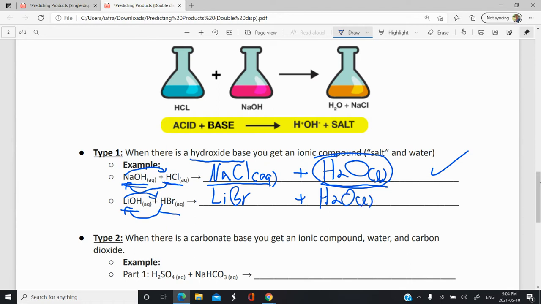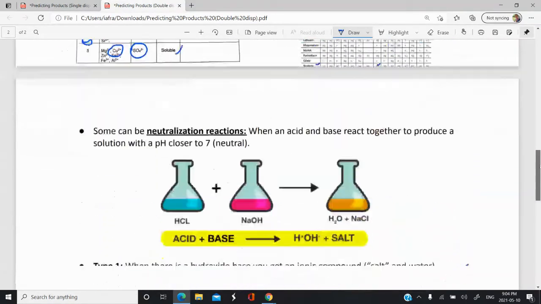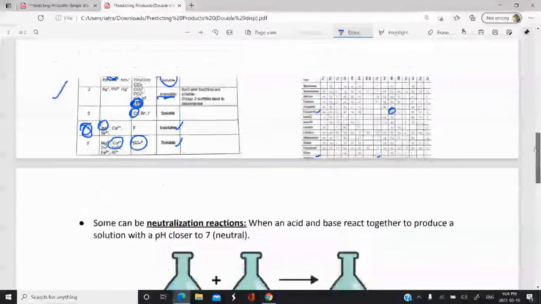You wouldn't put aqueous for H2O because aqueous indicates a watery solution. So you have something dissolved in water. This is just straight up water here. So H2O liquid. And I want to see if LiBr is soluble. It should be because, again, usually you get a salt and water, and typically that salt is soluble in water. Let's just take a look.